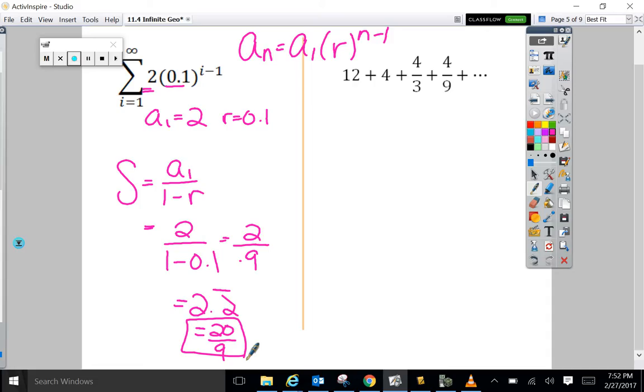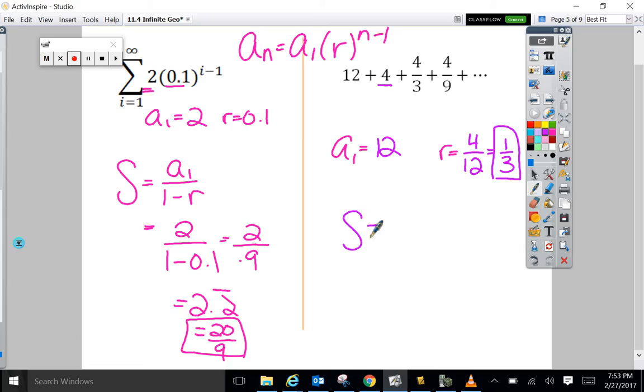So we were able to identify a sub 1 and r in the first example. On the right here, we also need to identify a sub 1 and we need to identify r. If you can't already tell what the common ratio is, a good way to find it is to take the second term and divide it by the first term. So take the second term of 4 and divide it by the first term of 12. And reduce that fraction and you'll see that the common ratio is 1/3. A sub 1 represents the first term, which is 12. So now you have everything that you need.